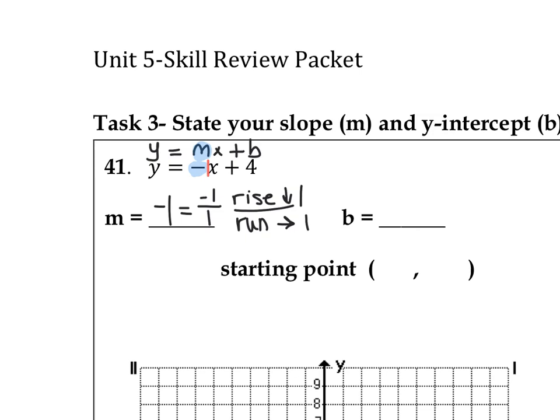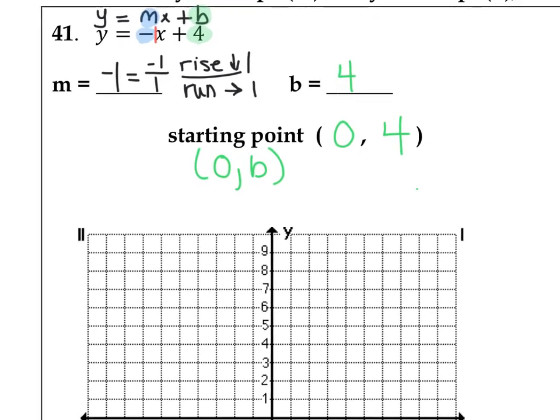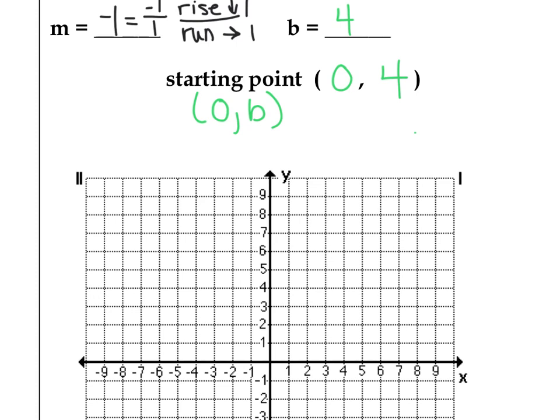Then we have our b, which is positive 4, so that tells me our y-intercept is 4, so we're starting at the point (0, 4). It's always (0, b). So I'm going to first put in my starting point (0, 4). So left and right 0, up 4.